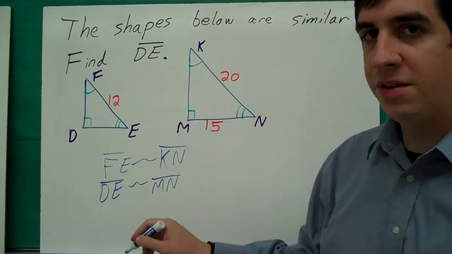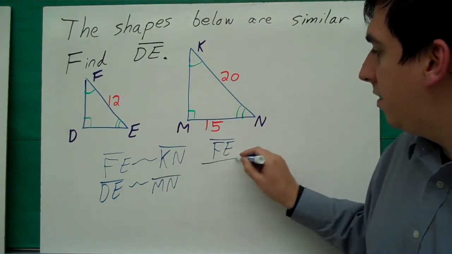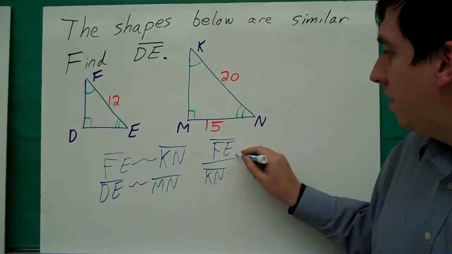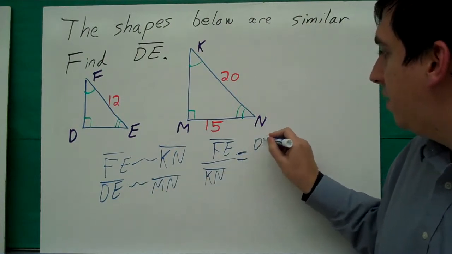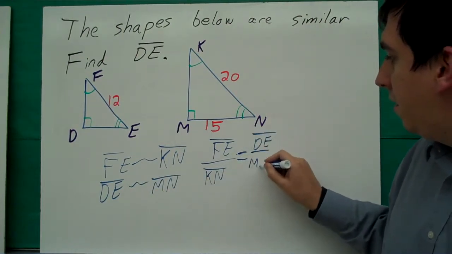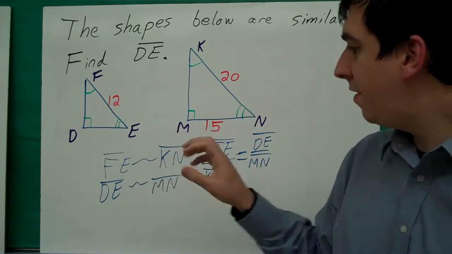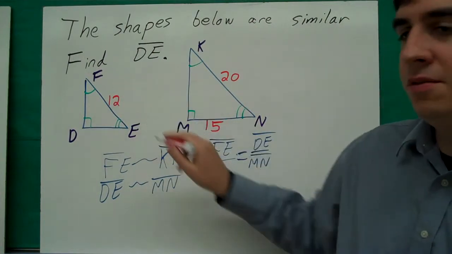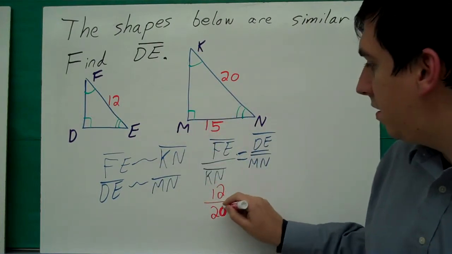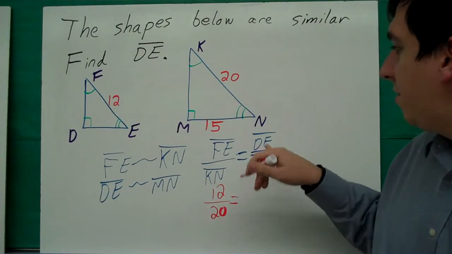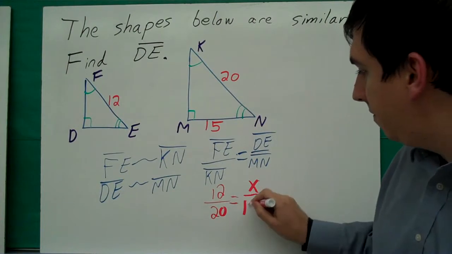Okay. Each of these similarities is a ratio. So I have FE over KN. And I'm going to set that equal to the ratio of my other sides. Equals DE over MN. Now we'll take the values that we already have and use them in here. So FE was 12, KN was 20, and then let's look at our other ones. DE, we don't know that, so I'm just going to say x over 15.